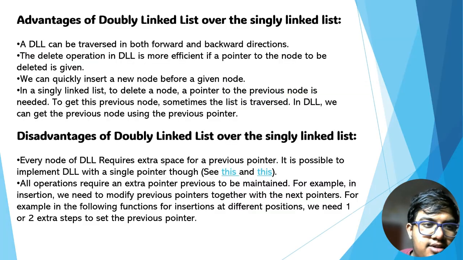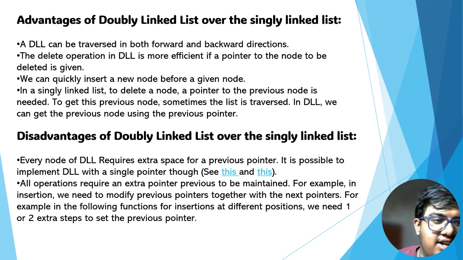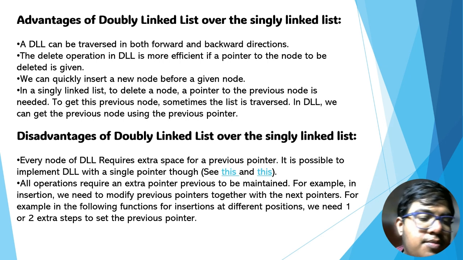Let's move on. Advantages of doubly linked list over singly linked list. A doubly linked list or DLL can be traversed in both directions, forward and backward. The deletion operation in doubly linked list is more efficient if a pointer to the node to be deleted is given. So it has multiple pointers pointing to both sides, so it's even more efficient to delete the elements. We can insert a new node before a given node. So here it allows you to traverse backwards, so you can insert more elements even backwards.